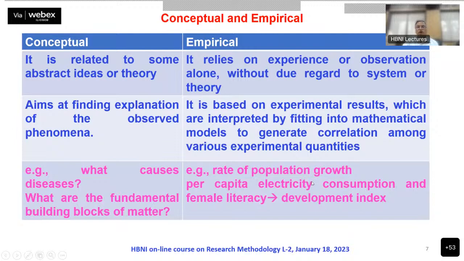So you essentially draw empirical relationship. There may not be any direct mathematical formulation to understand these correlations, but they do indicate a trend. That means if a country has higher female literacy and higher per capita electricity consumption, the index of development is higher in that country, or even you can say in India in different states also. So that kind of research also people can do.